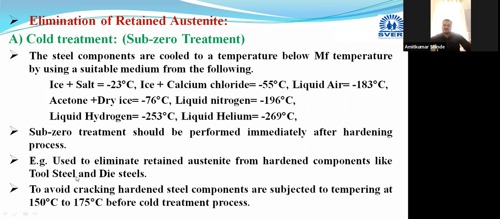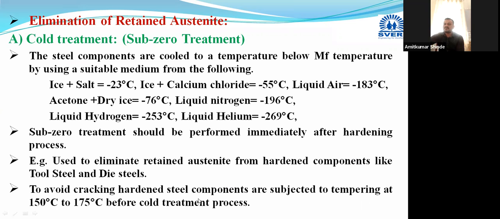This is applicable for different kinds of tool steels or die steels. This cold treatment or sub-zero treatment is used for elimination of retained austenite in hardened components like tool steels and die steels. Now, one precaution you have to take in this sub-zero treatment is to avoid cracking of hardened steel components.